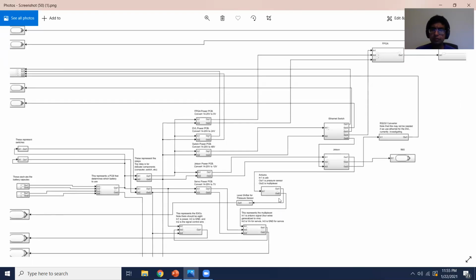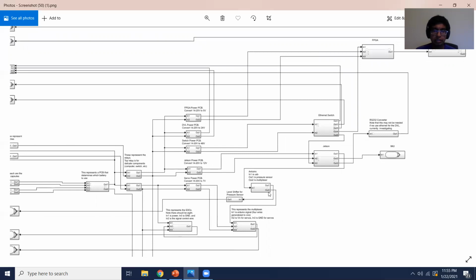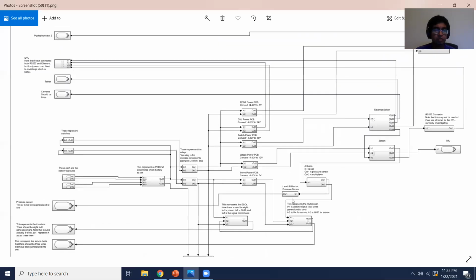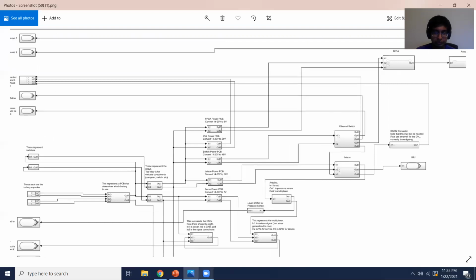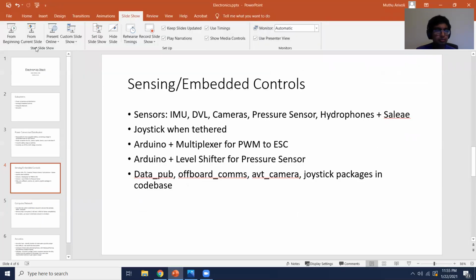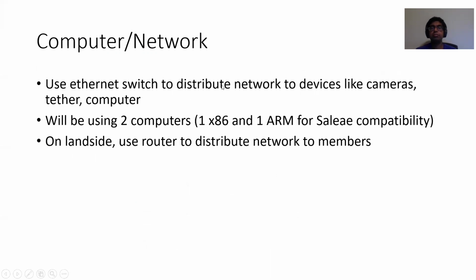And I believe that's it for the embedded systems of our overall electrical system. All right, next, our computer network. This is pretty simple, in my opinion. It's basically just the computers we use, as well as the Ethernet switch that we use to distribute the network to various devices. We currently only have 1 computer on board, but we will be using 2 computers, mainly due to some compatibility issues with the Cellier, which requires x86, while we need ARM for the GPU. There are some difficult components there.